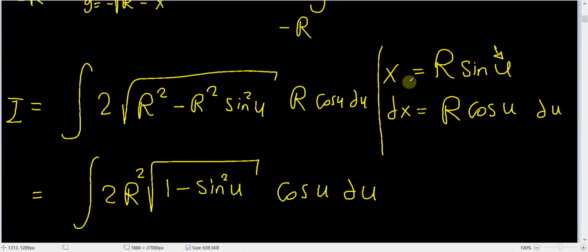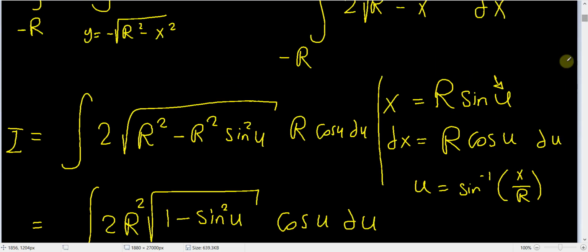We know that x is equal to r sine u, and so u is equal to sine inverse of x over r. Now x varied from negative r to r, so x over r varies from negative 1 to 1. Sine inverse of negative 1 is really equal to negative pi over 2.